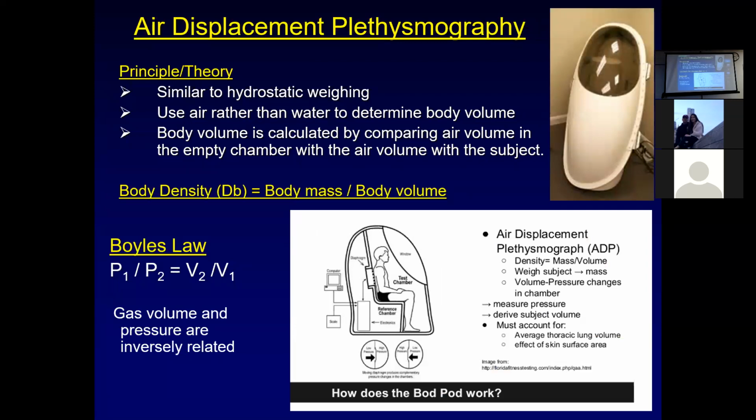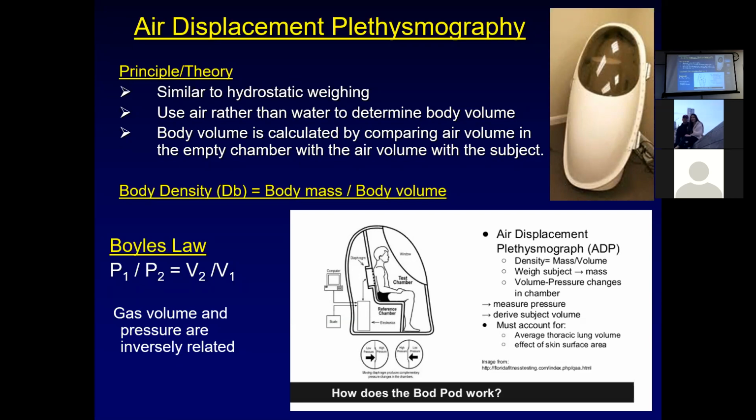Another way we do densitometry is something called air displacement plethysmography, which I promise I won't make you spell. We're going to put you in this device, which we have over in the other building. It's called the Bod Pod. And yes, it looks like a spaceship or something. But what happens in the Bod Pod is that rather than using water, we use air.